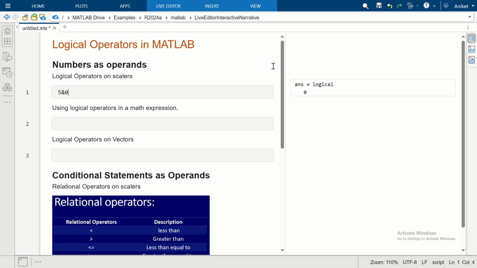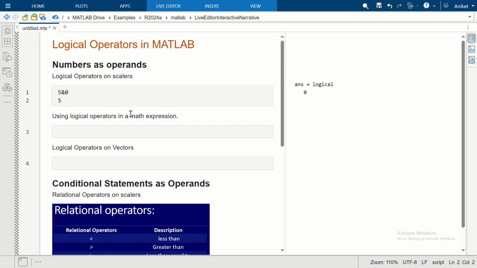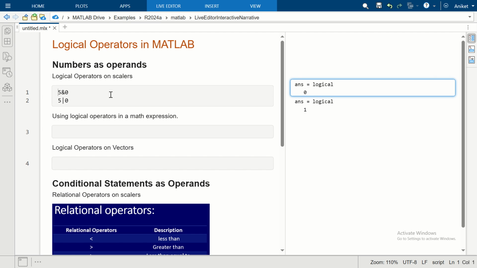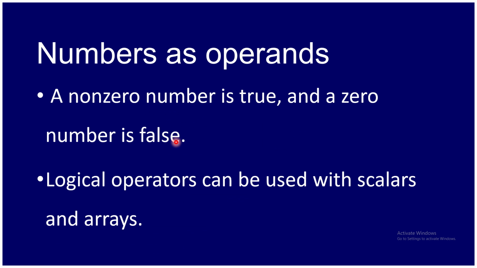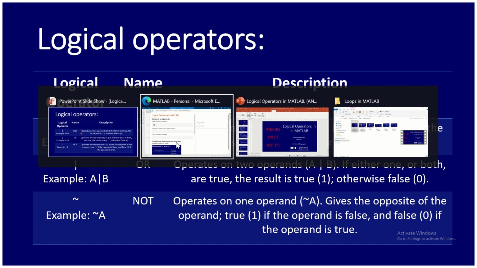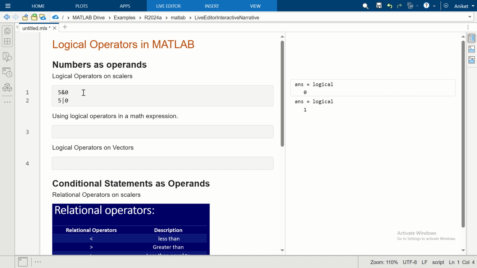Now this is how you can use numbers as operands. We will go with the OR operator as well. Now I will say 5 || 0, and we will see what the results are. In the first case, where we used the AND condition, it is giving 0. For the OR condition, it is giving 1. So for the AND condition, we'll go to the slides. We need both operands to be true, then only it will give a true result. So if both numbers are non-zero, then only it will give a true result, or 1, logical 1. In the OR condition, if any one is a non-zero number, it will give logical 1 as output. If both are false, then it will give logical 0 as output.